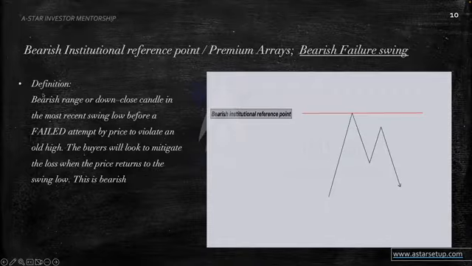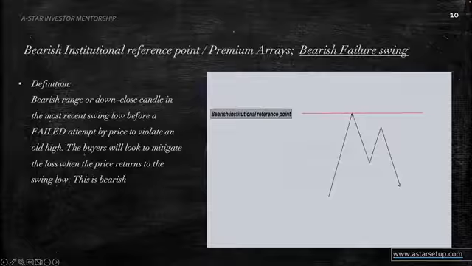It's a bearish down close candle in the most recent swing low before a failed attempt by price to violate an old high. So you see in this diagram a bearish institutional reference point. You see a level delineated by a red line where we expect resistance in the market. Price declines sharply away from that red line. That's sellers coming into the market, showing there's a willingness to send prices lower and respect that premium array.